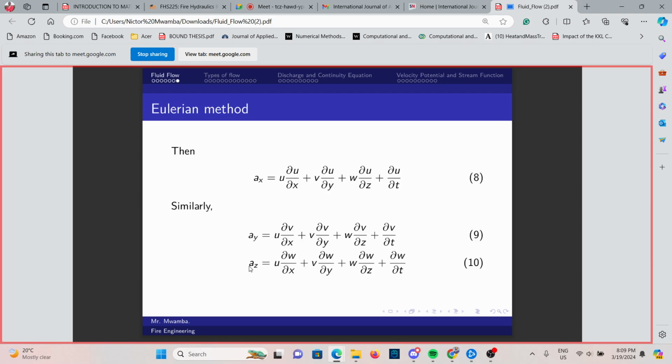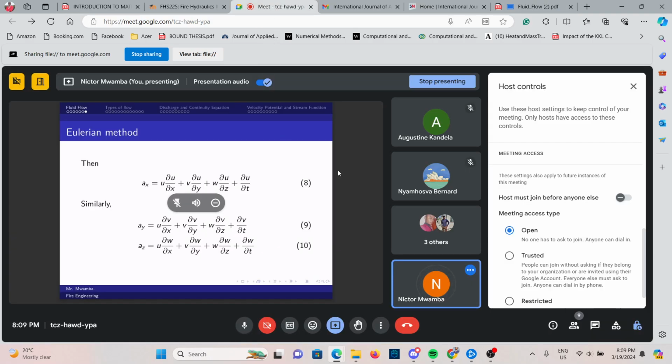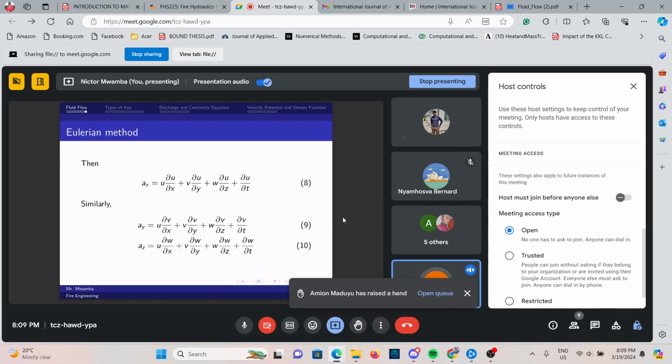So before we go to types of flow, any questions from the mathematics we have discussed there? Any worries, any questions, any concerns, any feelings about the equations and what they mean?